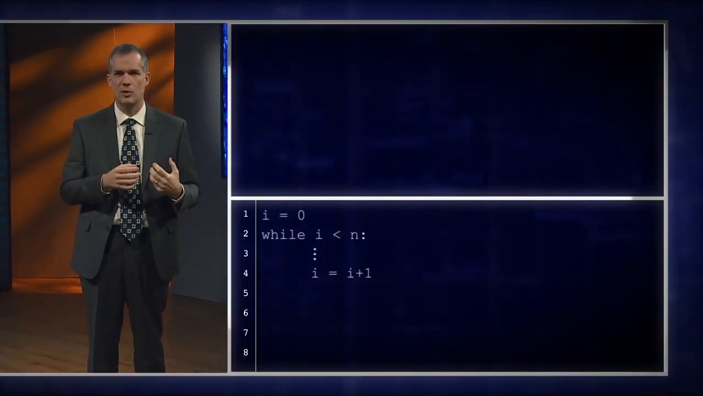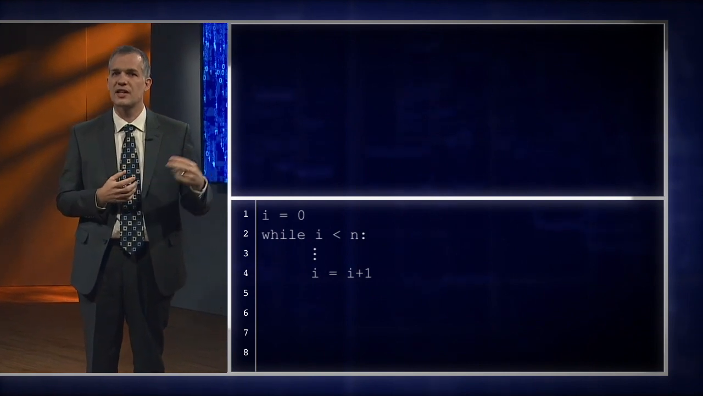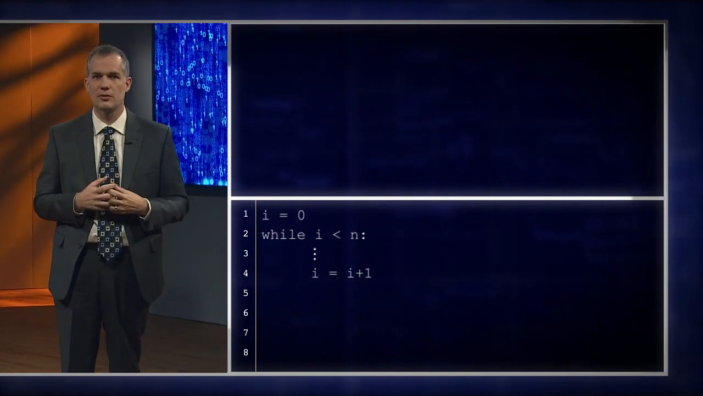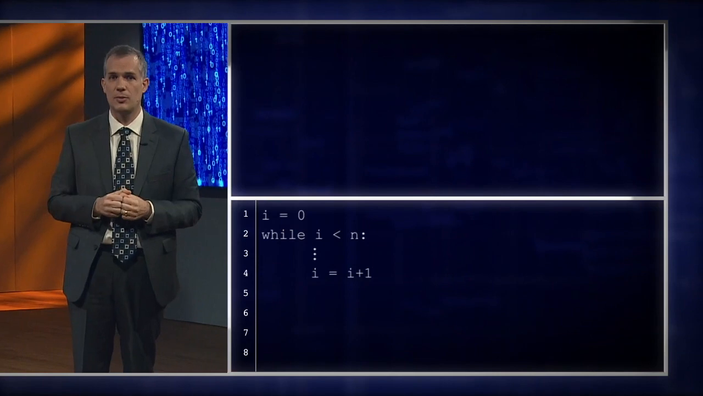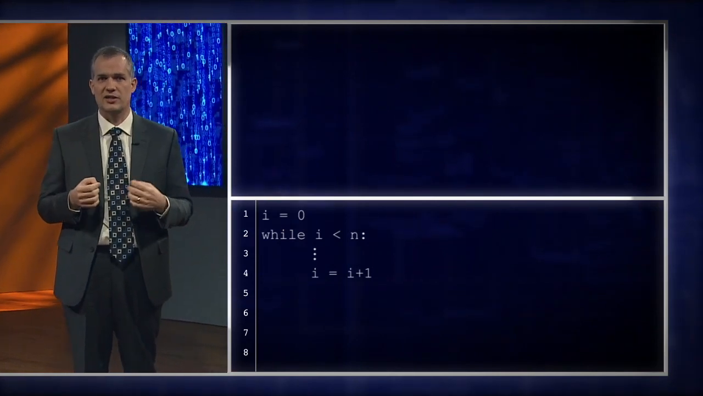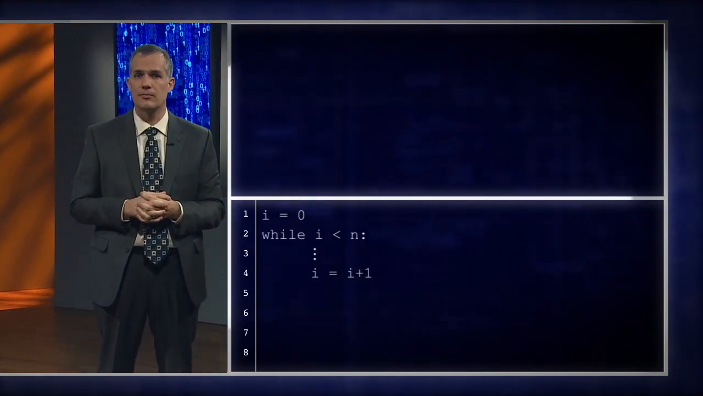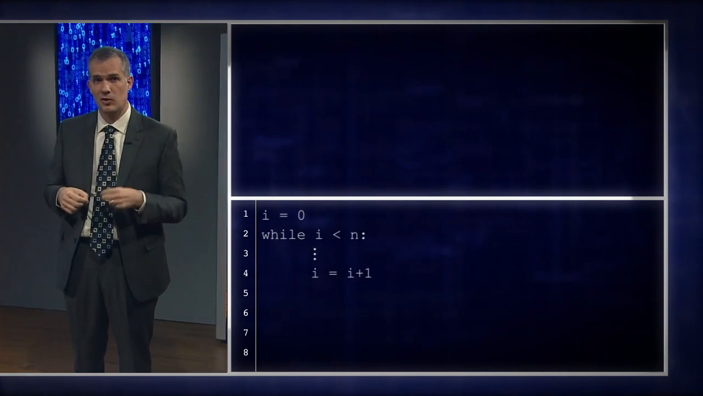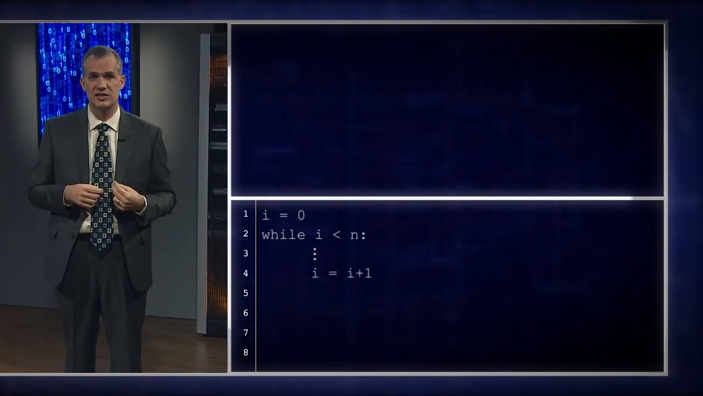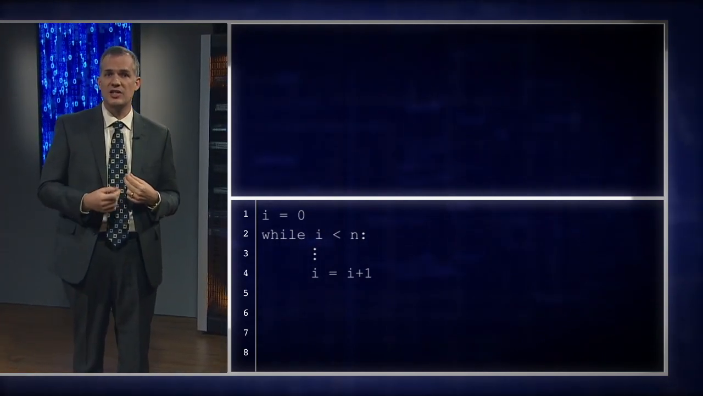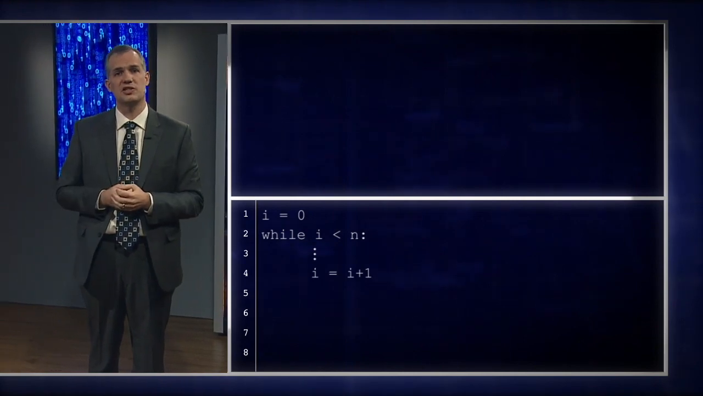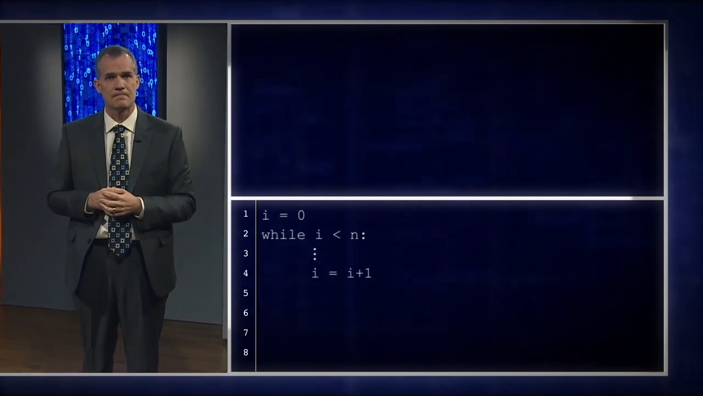We have some variable, which we call an iterator, that gets initialized to some starting value. It gets incremented every time through the loop, and it gets checked until it reaches some maximum value. In this example, our iterator I is initialized to 0, and then we take on the values 0 through n-1 as we go through the loop.